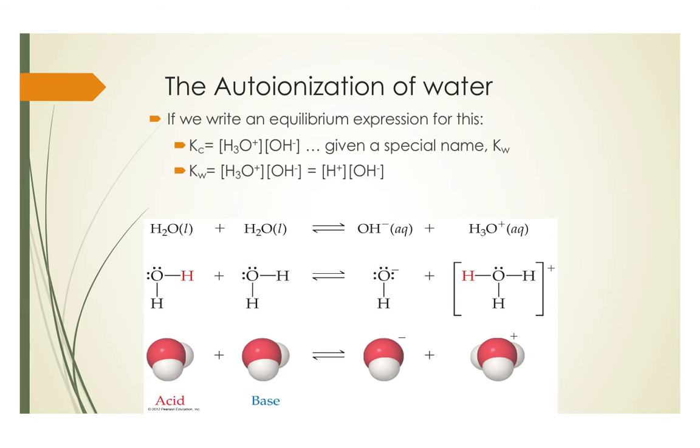Okay. And this is an equilibrium. And so as a result of that, you can write the equilibrium expression for this particular thing. Again, we don't put liquids into our equilibrium expression, so we end up with an expression that looks like this. Concentration of H3O+ times concentration of OH-. We give this particular equilibrium constant a special name. We give it the name Kw. And so therefore Kw equals the concentration of the hydronium ion times the hydroxide ion, or remember, hydronium and hydrogen are interchangeable, so the concentration of the hydrogen ion and the hydroxide ion.